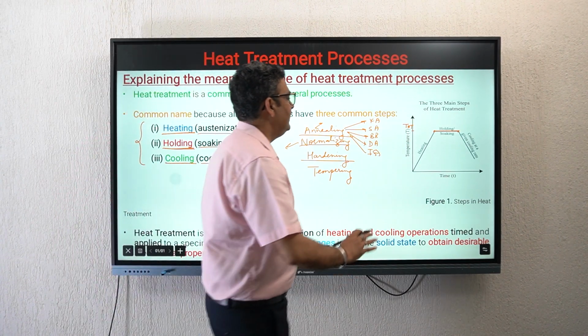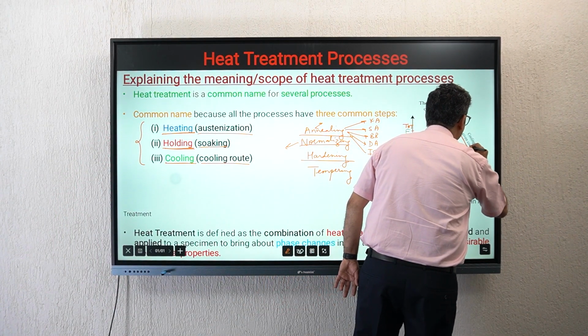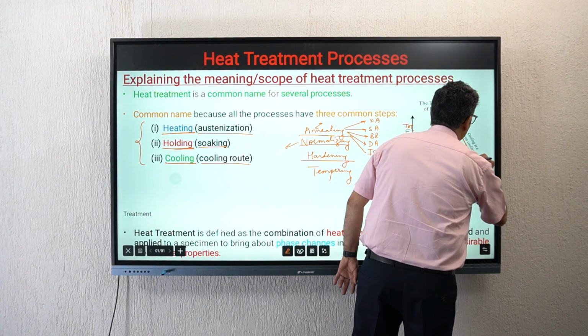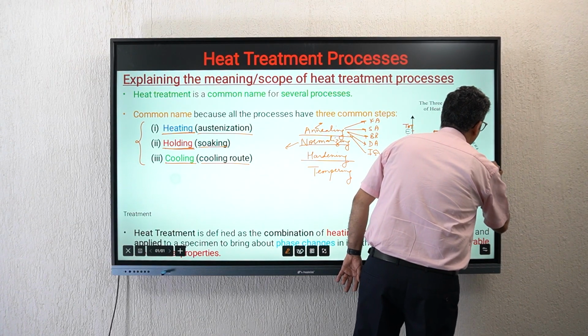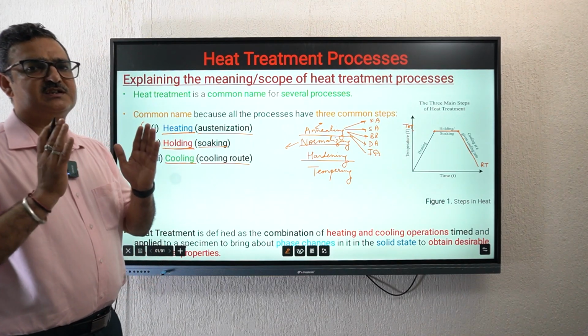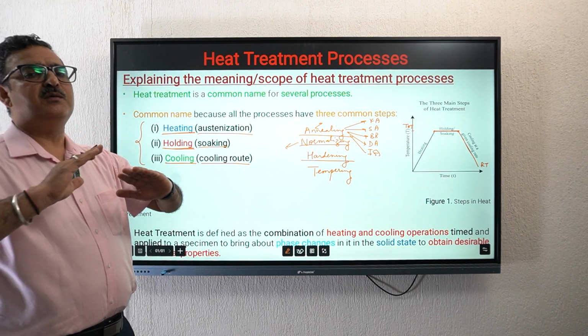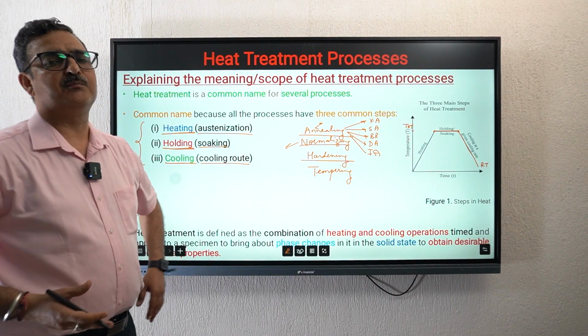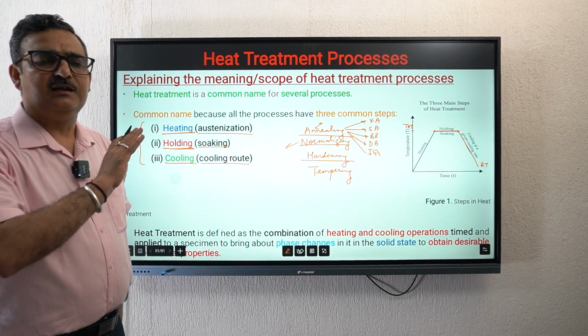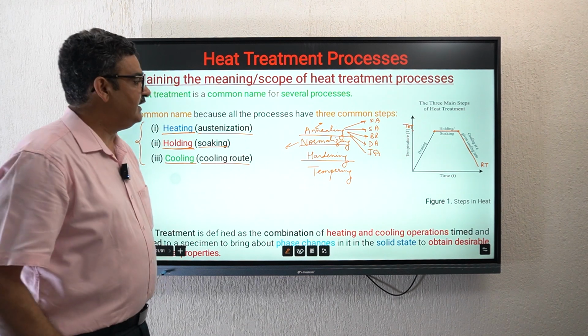And finally, having done this at a particular cooling rate, which is the most important step, you will cool down your steel till the room temperature. And following these three simple steps, students, heating, holding, cooling, you will be able to transform the mechanical properties of your steel component completely. But how does that happen? We'll see it in the next slide.